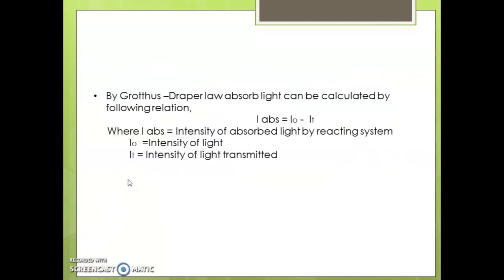Here you can see the equation. By the Grotthus Draper law, absorbed light can be calculated by the following relation: I absorbed equals I0 minus IT, where I absorbed is the intensity of light absorbed by the reacting system, I0 is the intensity of the incident light, and IT is the intensity of light transmitted. So the intensity of absorbed light equals the overall intensity of light minus the intensity of light transmitted.